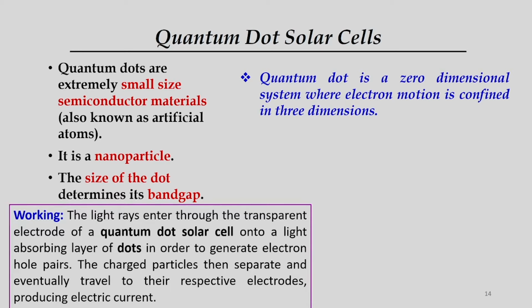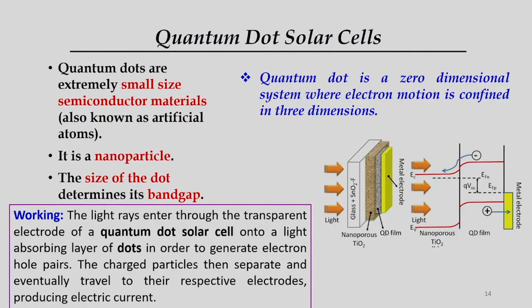How does it work? The light rays enter through the transparent electrode of a quantum dot solar cell onto a light absorbing layer of dots in order to generate electron hole pairs. The charged particles then separate and eventually travel to their respective electrodes, producing electric current. So, this is shown in this figure. Okay? The transparent cover, and then solar radiation has to be absorbed, and then electrons have to be separated. Okay? So, we can learn this figure as well.